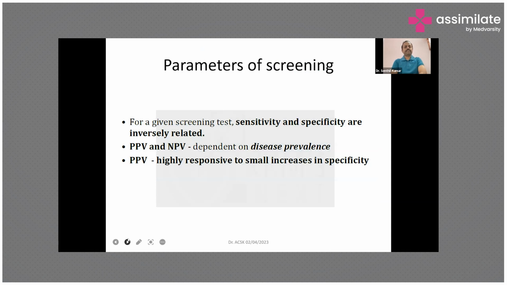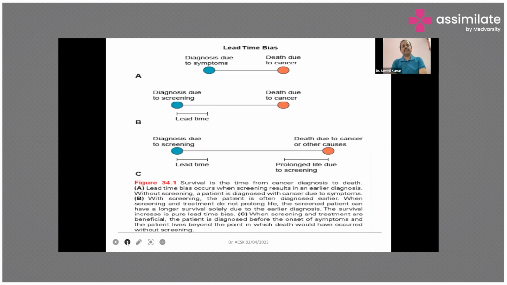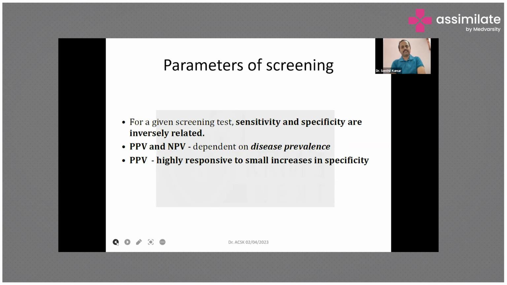So whenever we use the term screening, we have to talk in terms of these parameters. For a given screening test, sensitivity and specificity are inversely related. That means if you're using a test which is very, very sensitive, then the specificity drops. Whereas if you use a very, very specific test, its sensitivity will drop. So this is the important thing that you will have to understand. You need a test which is both highly sensitive and still specific enough that you will be able to use it.